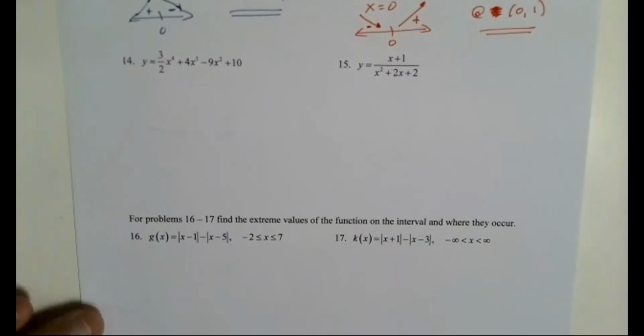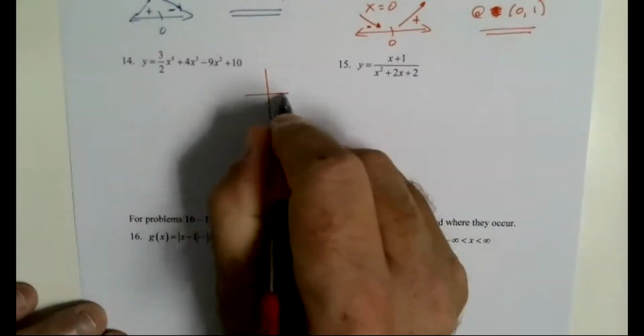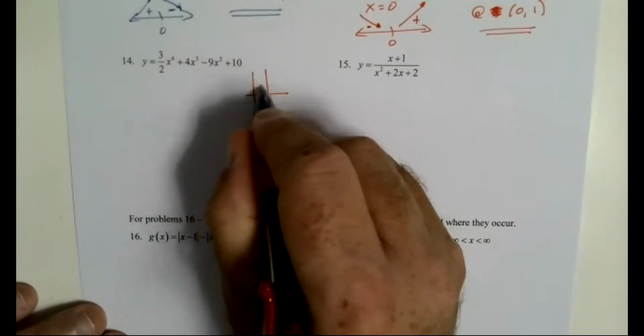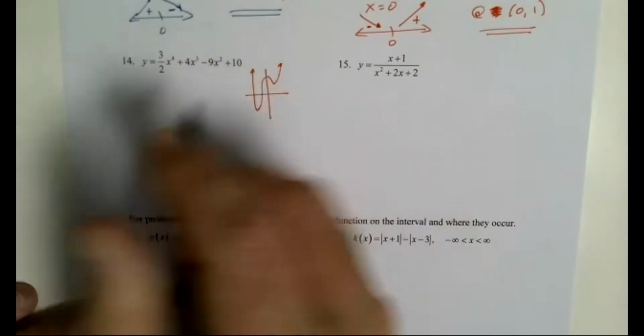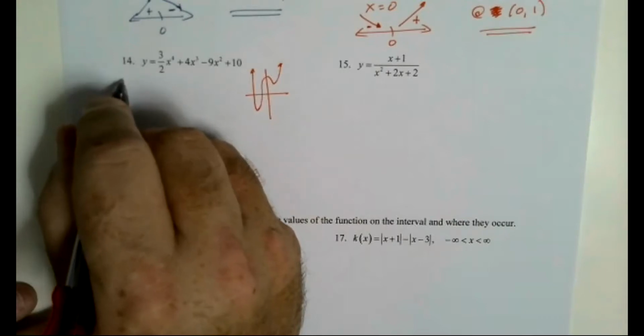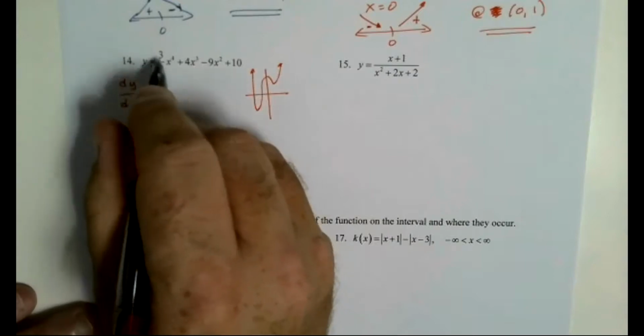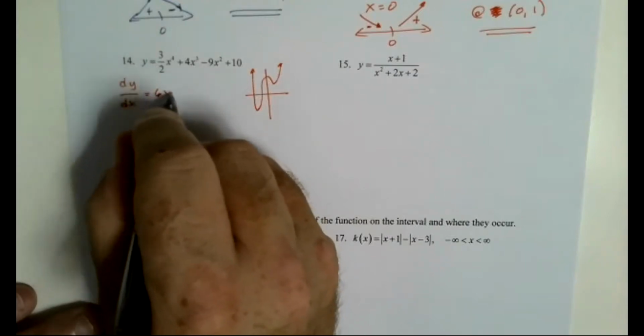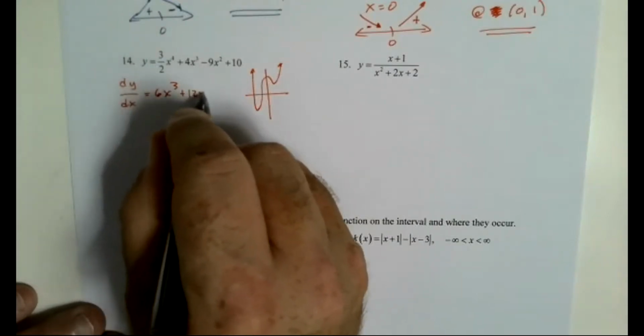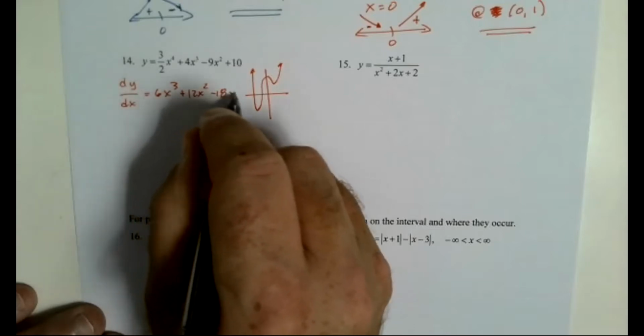All right, x to the 4th. Graph it, we get some weird thing like this. What am I at? dy/dx equals 4, which is 2 times 3 is 6x to the 3rd plus 12x squared minus 18x.